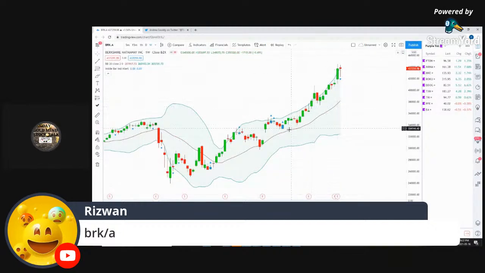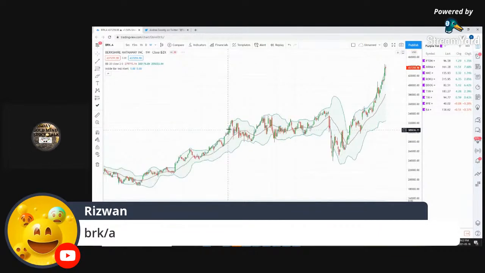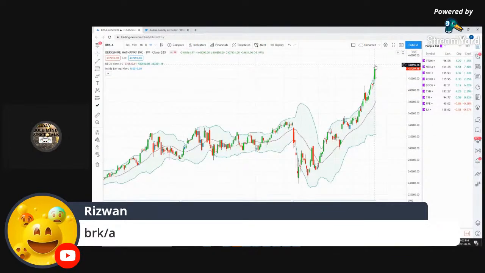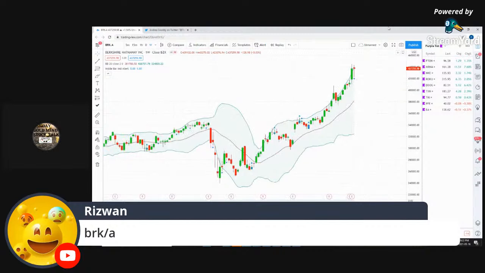But definitely great setups. And if we look in the past on Berkshire at some of these inside bars here, guys, they've produced pretty consistent returns. So that looks really good, especially since it's up against all-time highs. If the market can continue to push up here, then this will continue to go higher.